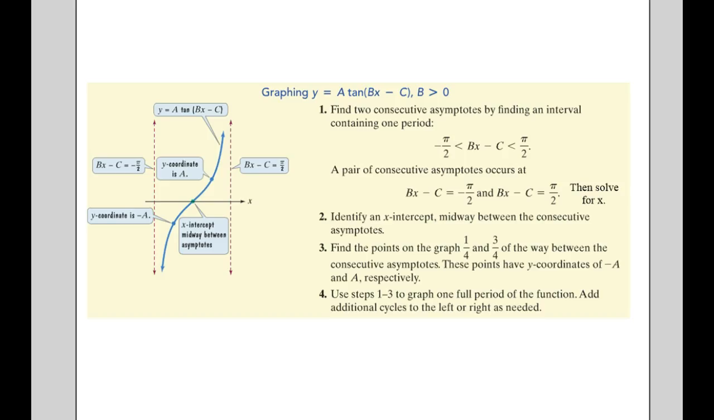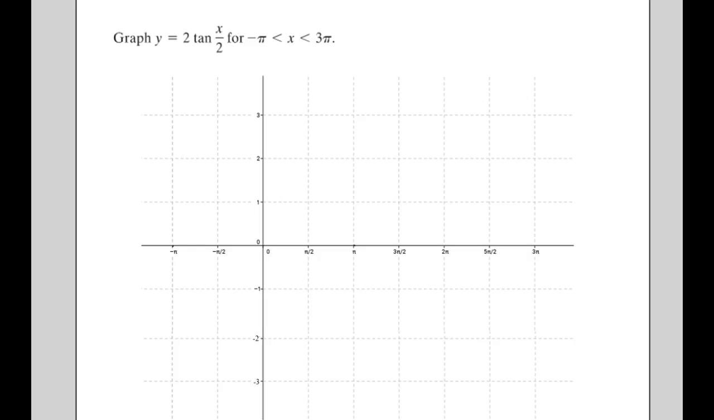Alright, so I've got this tangent function, y equals 2 times the tangent of x divided by 2. So what we're going to do is, remember that x over 2, that is our b. b is the number that's being multiplied by x, so b is 1/2. So I'm going to take the x over 2 and set it equal to negative pi over 2 and positive pi over 2. And that's going to start us off. So x over 2 equals pi over 2.